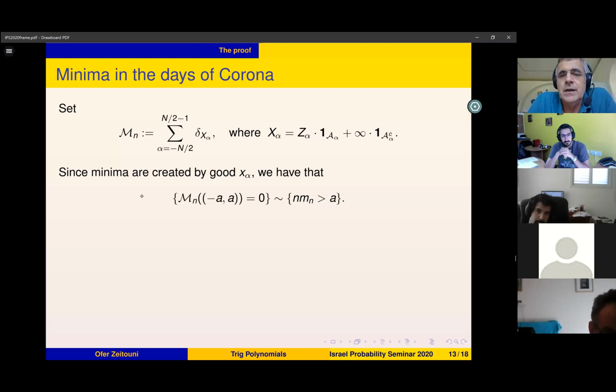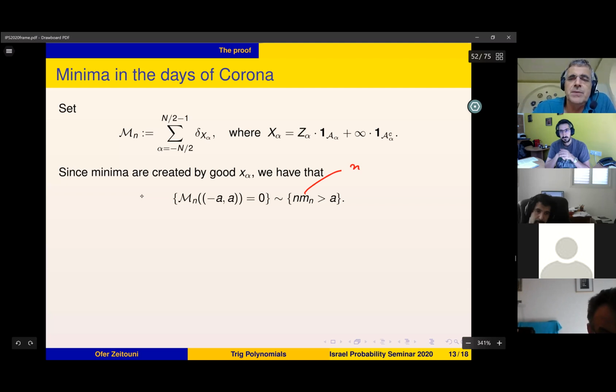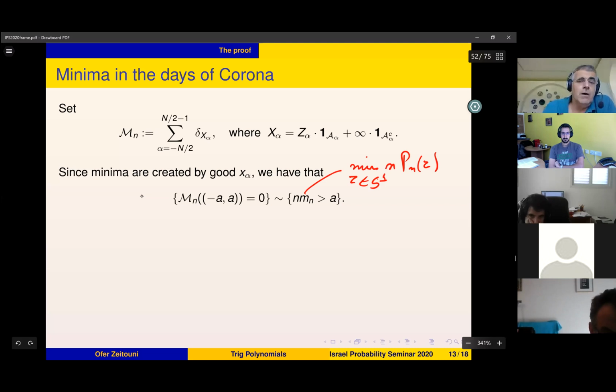Okay? Where Mn, I remind you, was just the minimum of n Pn of z, where z is in S1. Okay? So all the information we care about is contained in this point process Mn. And now the question is whether we can analyze this point process.